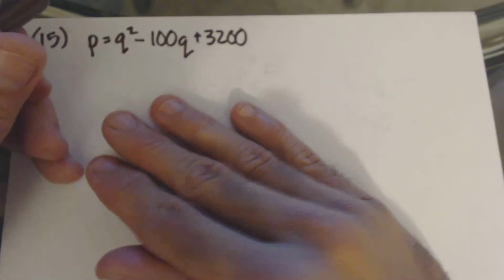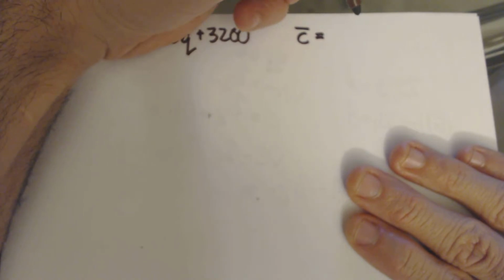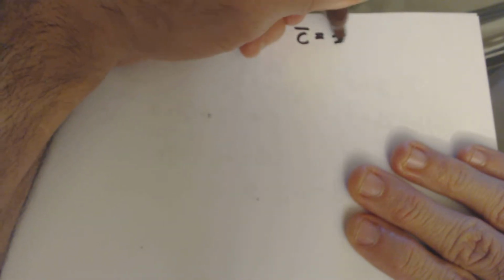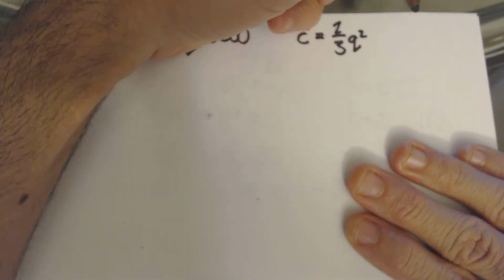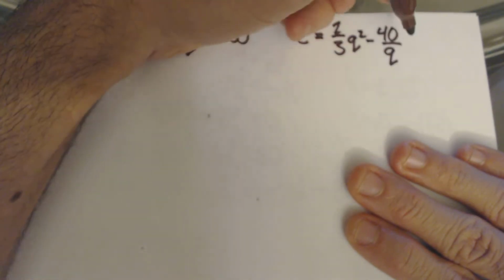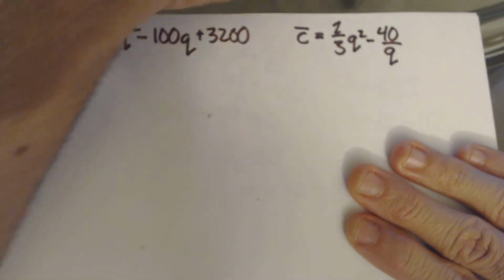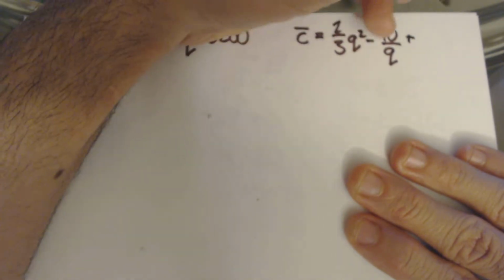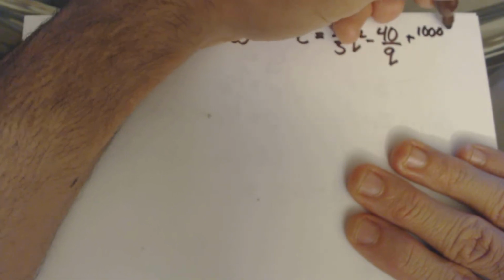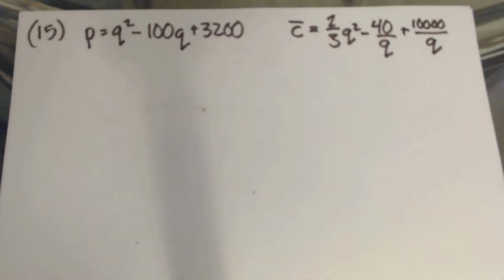And the manufacturer's average cost function is 2/3 Q squared minus 40Q plus 10,000 over Q. Determine the profit maximizing output and the corresponding maximizing profit.